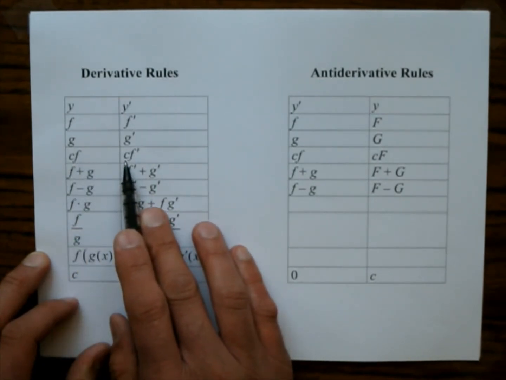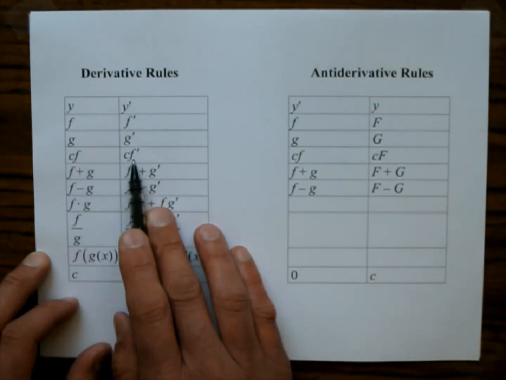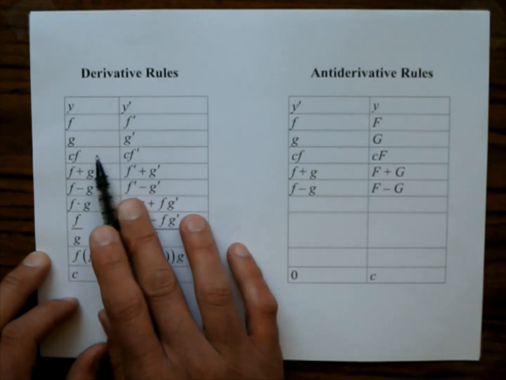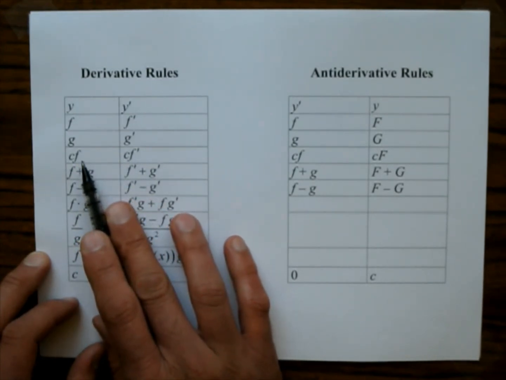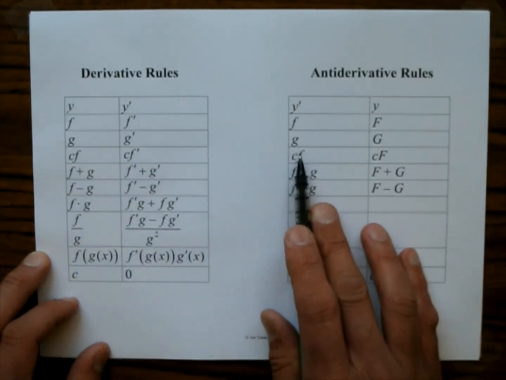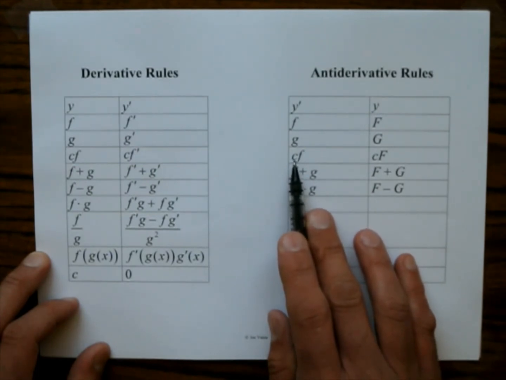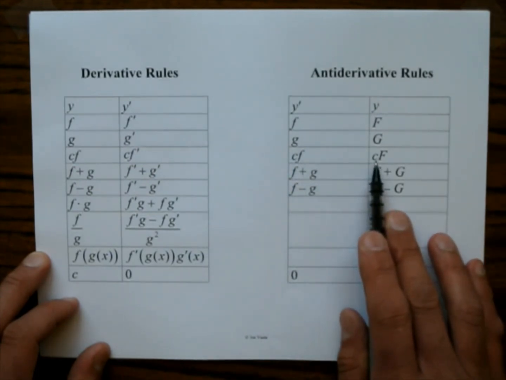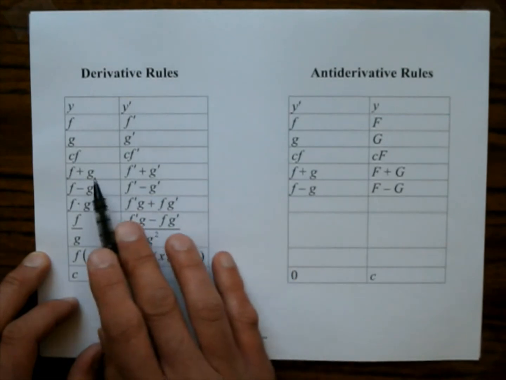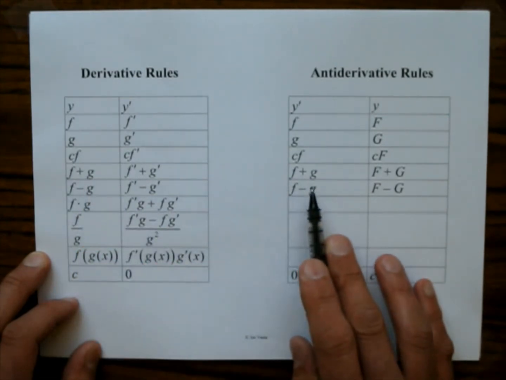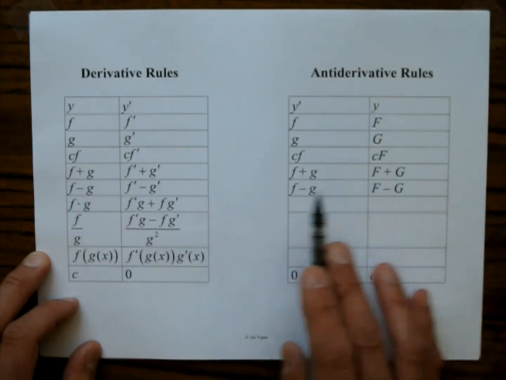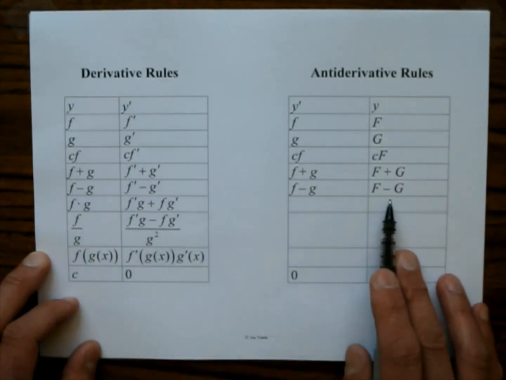Now here's the deal: if you have a constant times a function, and we take the derivative of that, it's just going to be the constant times the derivative. Well, if you go back, the same rule applies, and we were using this rule on bug 12. So the antiderivative of a constant times a function is the constant times the antiderivative. And the same with the sum rule. The sum rule applies for antiderivatives, and the difference rule applies for antiderivatives.